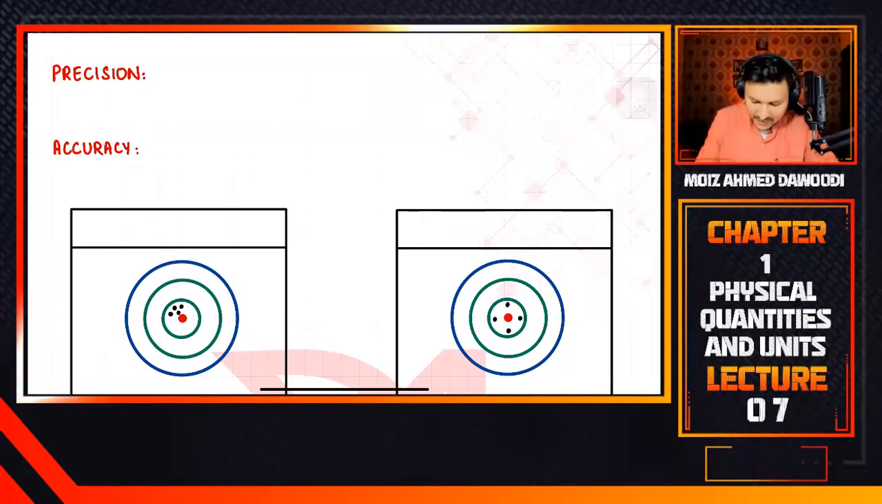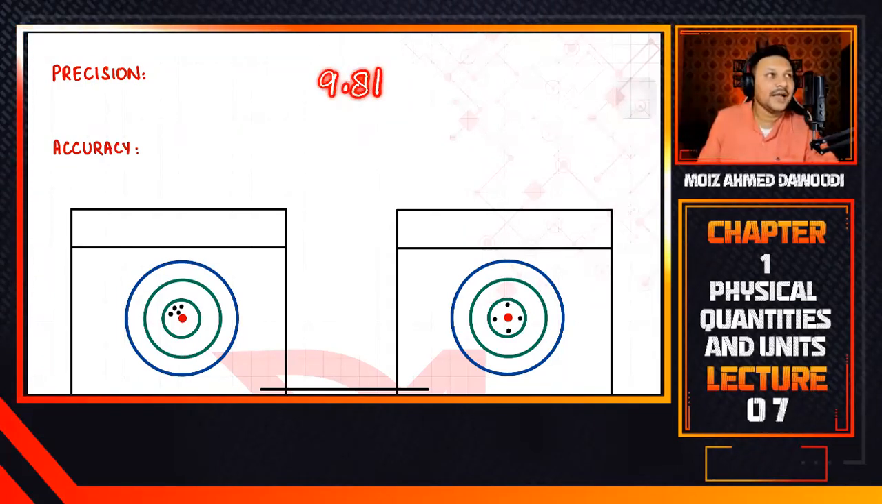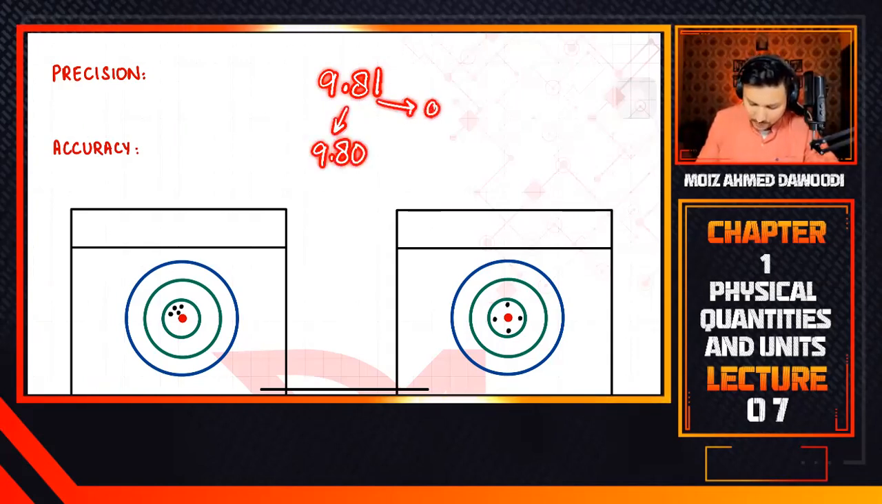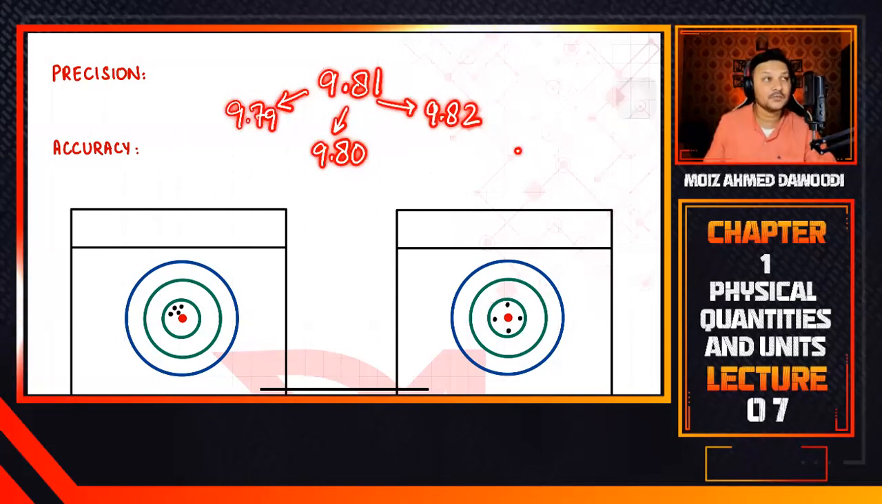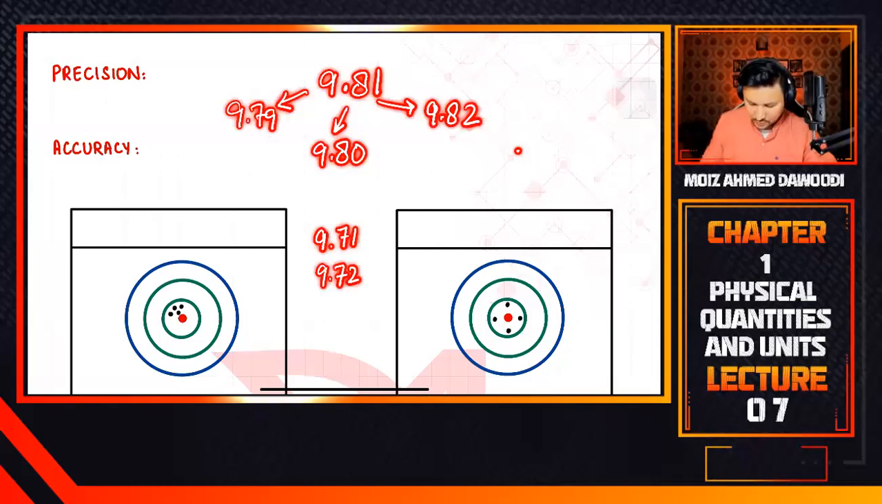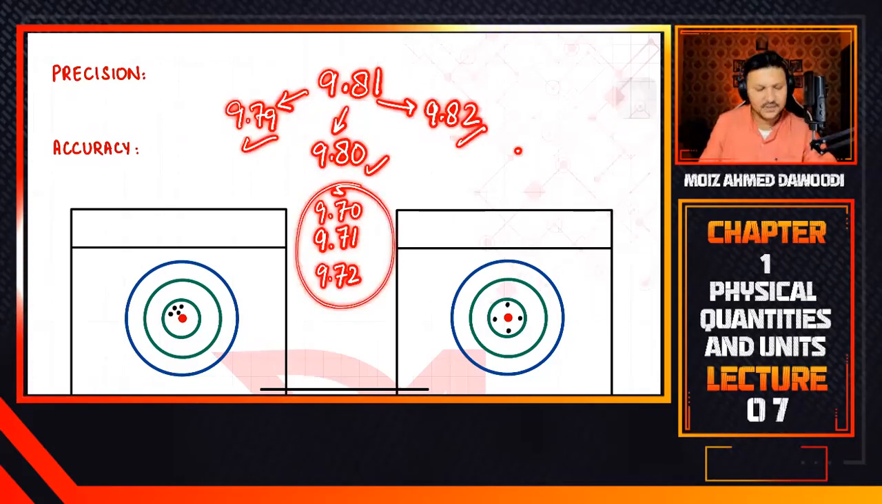Example से समझाता हूँ. The actual value of gravity is 9.81. What are accurate answers? 9.8, 9.82, 9.79. These are accurate answers. ठीक है? Similarly, what are precise answers? It could be 9.71, 9.72, 9.70. These are precise. In fact, ये भी आपस में precise है.